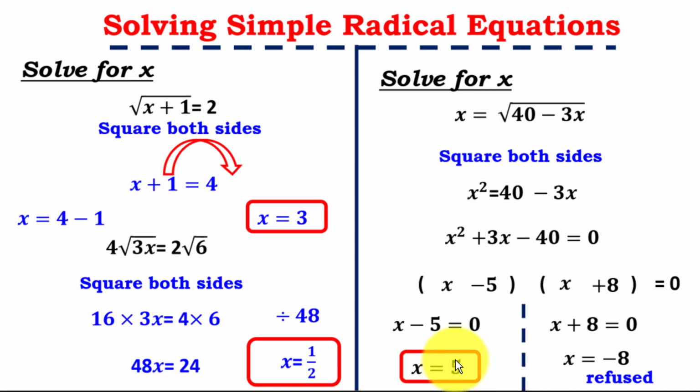But when x equals 5, 40 minus 3 times 5 is 15. Now the square root of 40 minus 15 is the square root of 25. The square root of 25 is 5. Then x equals 5 is acceptable. But x equals negative 8 is refused. So don't forget to check your answer after finding the value of the variable x.